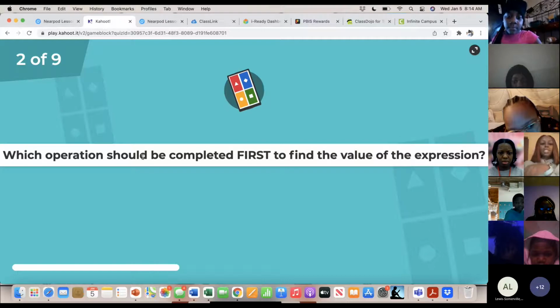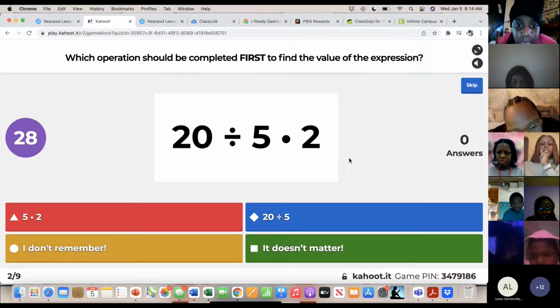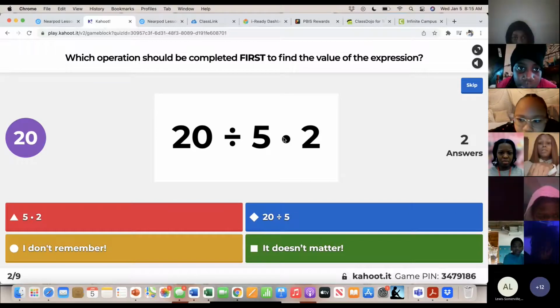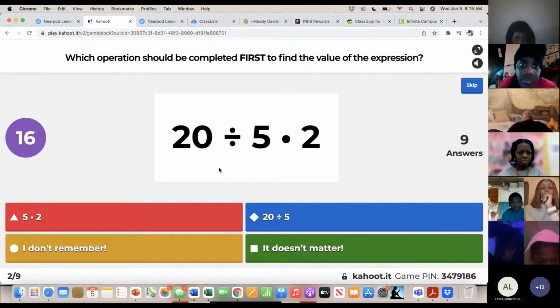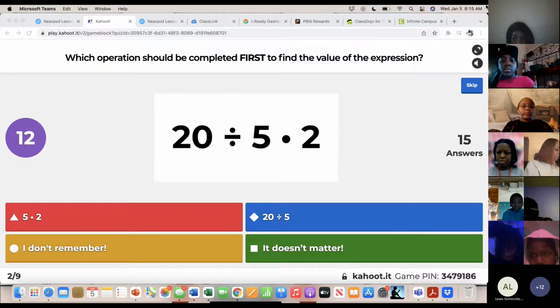All right, which operation should be completed first to find the value of the expression? So quickly, y'all, that dot means multiplication. And you need to remember that for middle and high school. Whenever you see this dot, that means multiplication. But which one should come first? What are you going to solve for first?